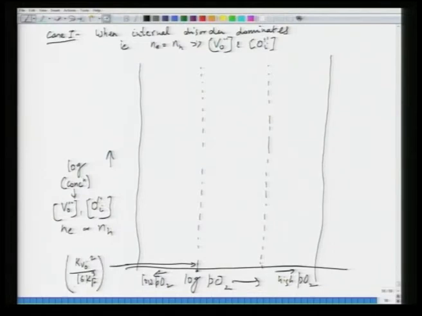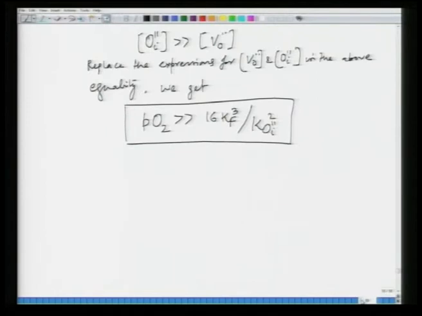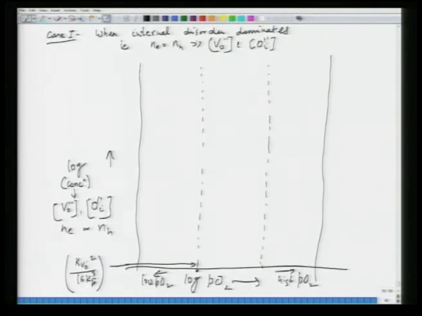Now, since K depends upon the temperature, this boundary will shift as a function of temperature. So, we are considering this exercise at a constant temperature, and now we will look at the condition for the other, which is 16 KF cube divided by KOI square. So, these are two boundary conditions.